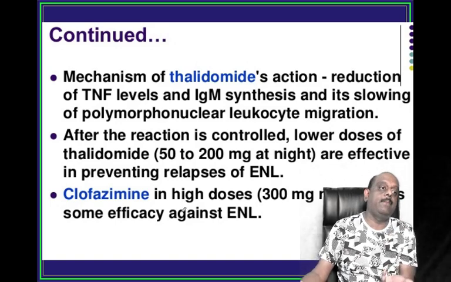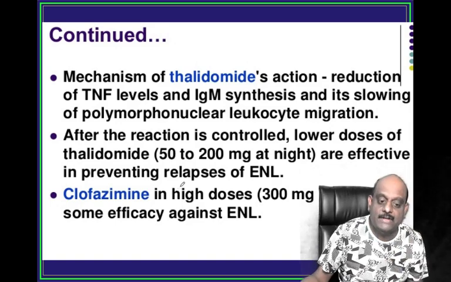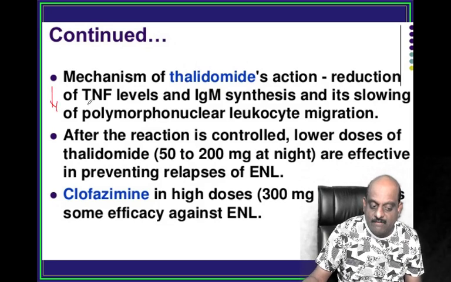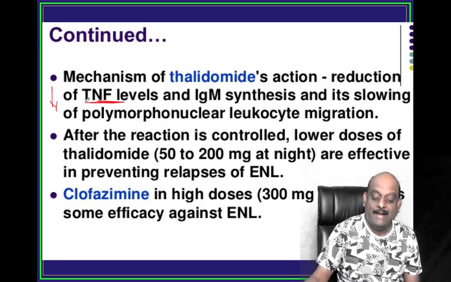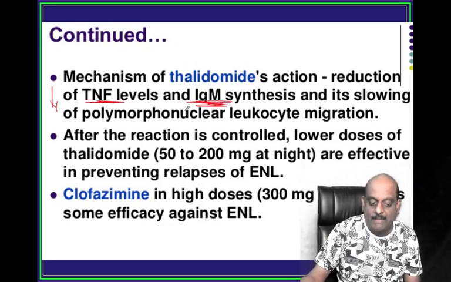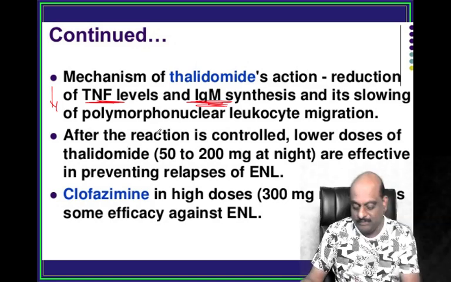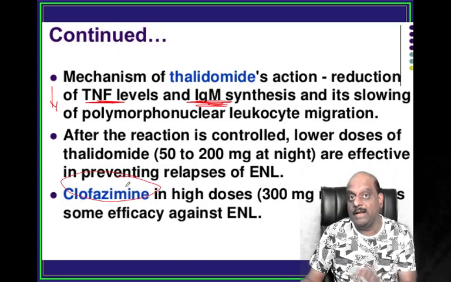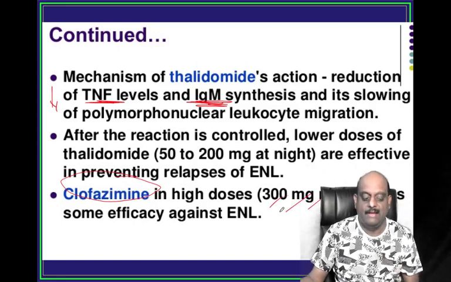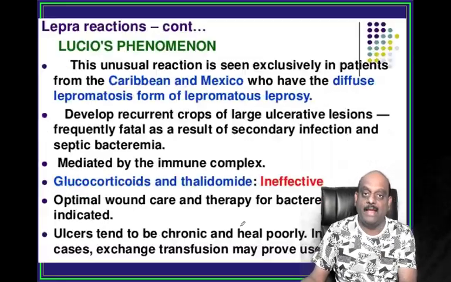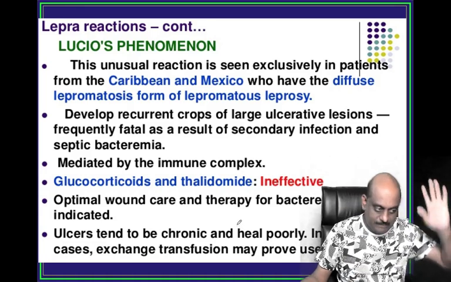So how does thalidomide basically function? What is the mechanism? It decreases the levels of TNF. It decreases immunoglobulin M synthesis, is what you need to remember. And clofazimine also in high doses, 300 mg nightly, has the same efficacy against erythema nodosum leprosum.